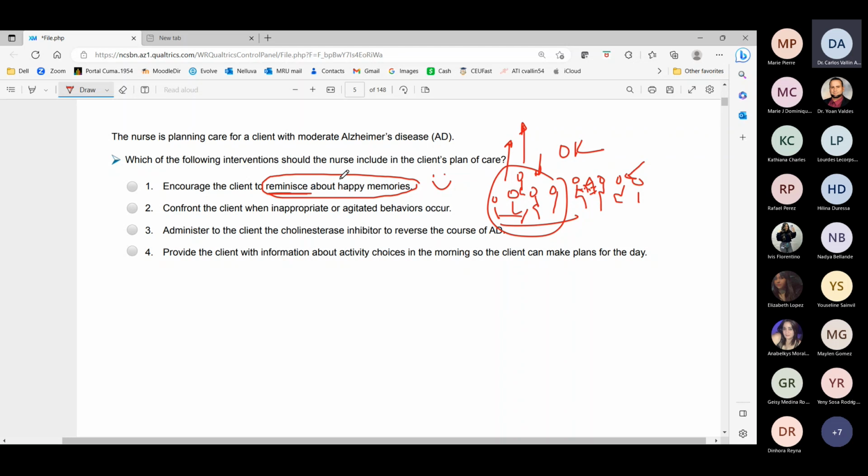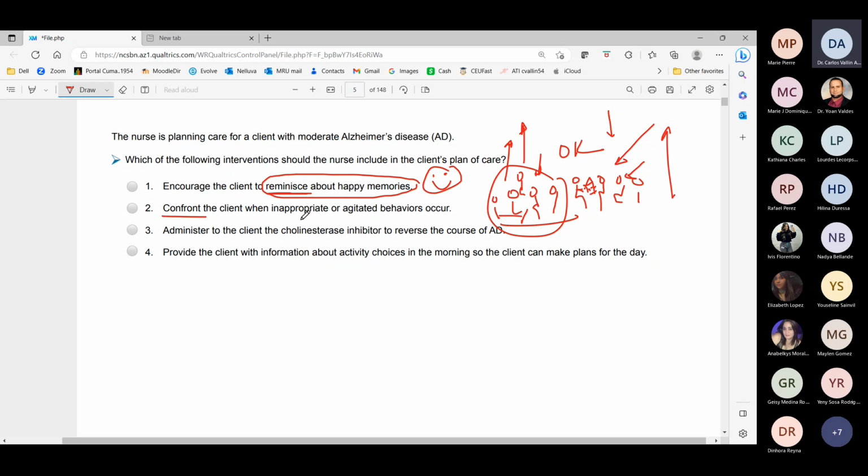And they say that this doesn't cure, but it slows down the advance of the disease, the loss of memory, and keeps the mood elevated. So the person is happier. So until now, by instinct, we like the first one. Let's see, but we need to read the others because maybe there is another that is better.